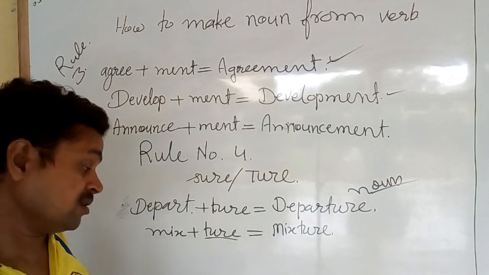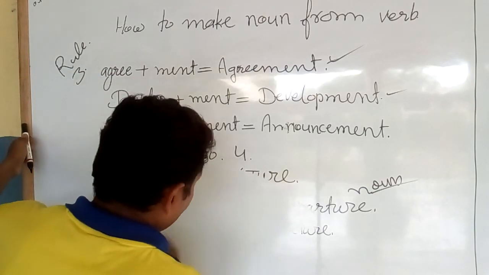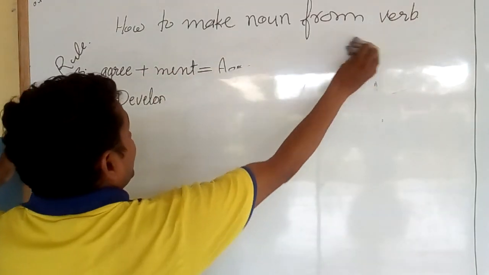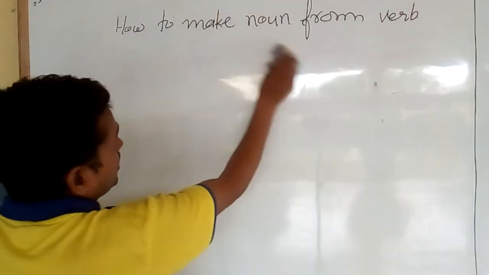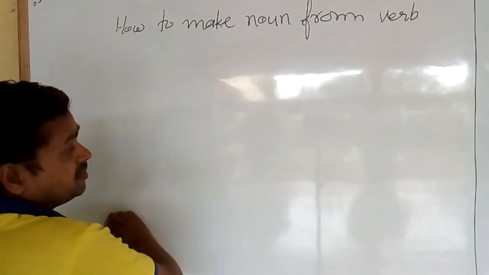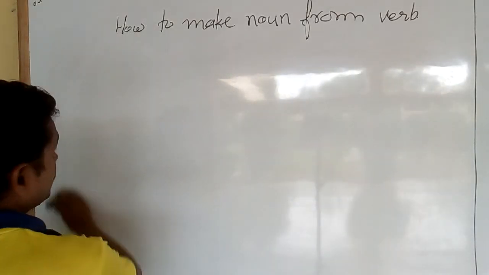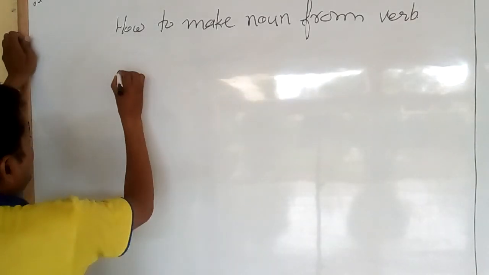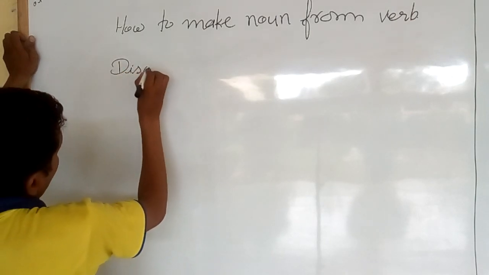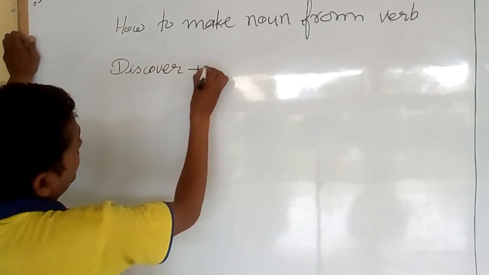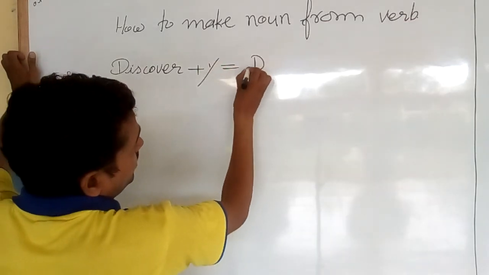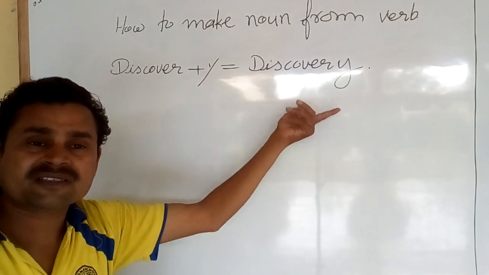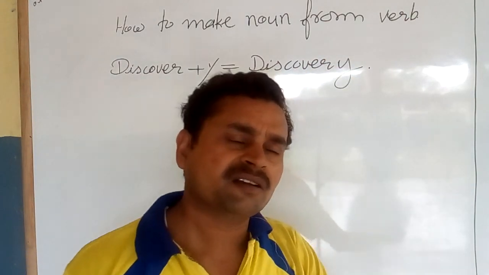You can add -y also. Through that method you can also make a noun, or you can change a verb into a noun. These rules are very interesting and compulsory for all the students. You can say discover, and you can add -y. It will be discovery. Discovery means the process of searching anything in the world.